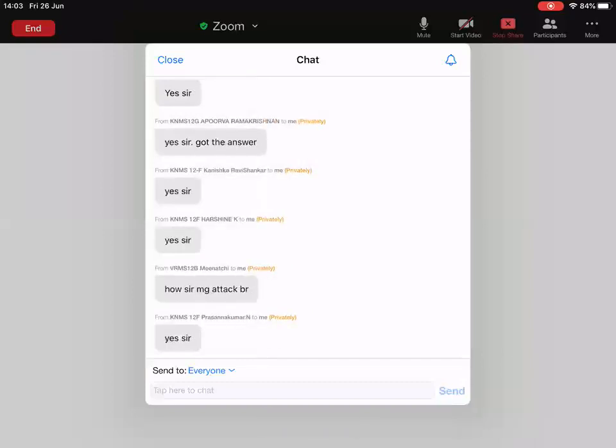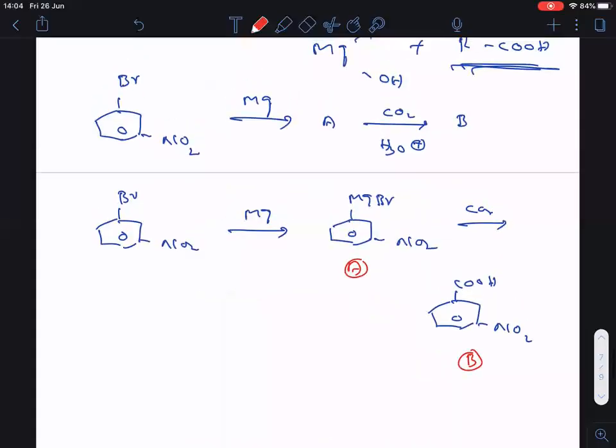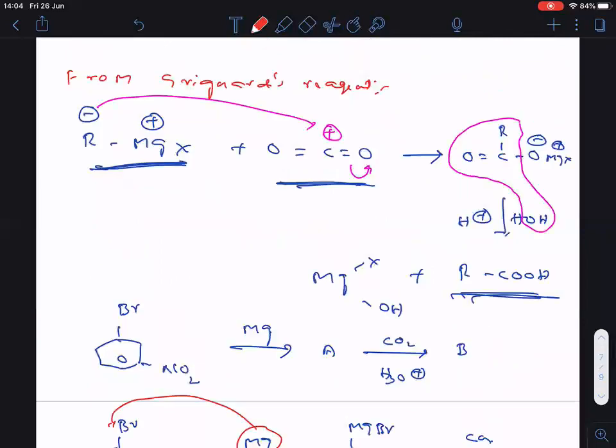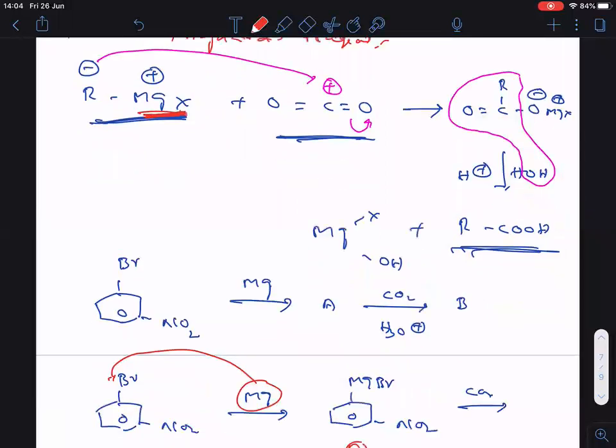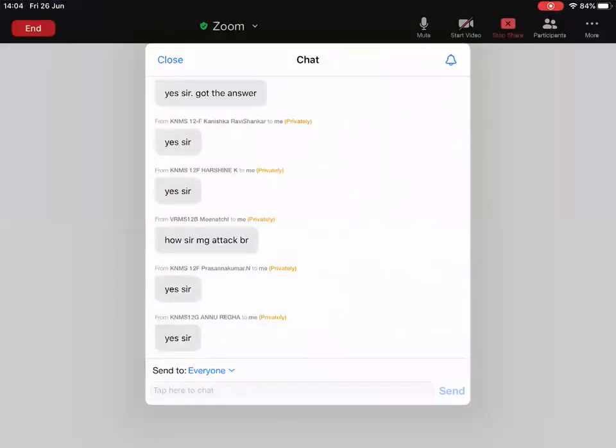Followed everyone? And here one student, I don't know who is this, VRMS, asks how sir magnesium attacks bromine. How is magnesium attacking bromine? I think you don't know about the Grignard. Magnesium will attack on bromine only. Then only we will get Grignard, na? Here also magnesium is attacking beside halogen only. What is X here? Halogen only, na? Is it clear, everyone?